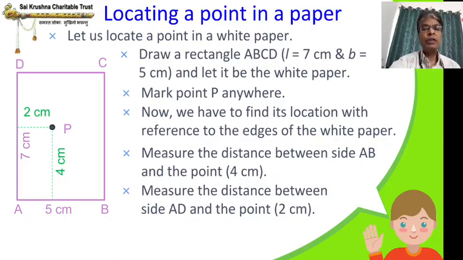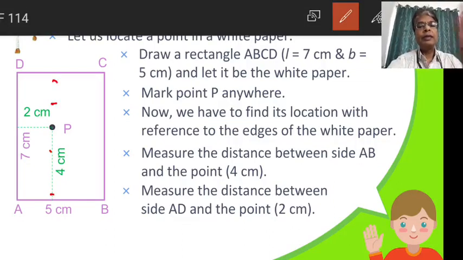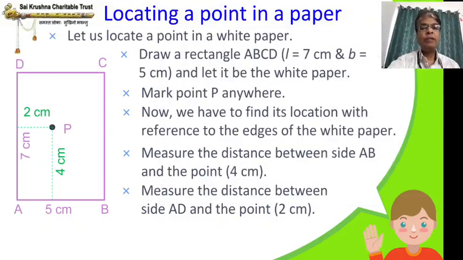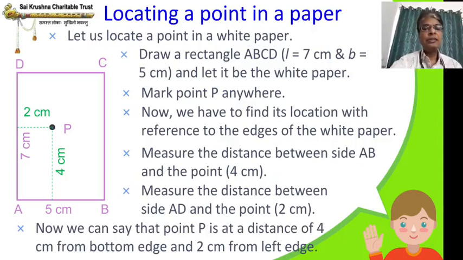Similarly, if it is only 2 centimeter, what happens? Again, let us see here. It can be here, it can be here, it can be here, correct? So we need to locate the point with reference to two sides. So let us go forward. Now we can say that point P has a distance of 4 centimeter from bottom edge and 2 centimeter from left edge. So this is how we are able to locate the point anywhere in the white paper by measuring from two edges. Let us go to the next page further on this same discussion.